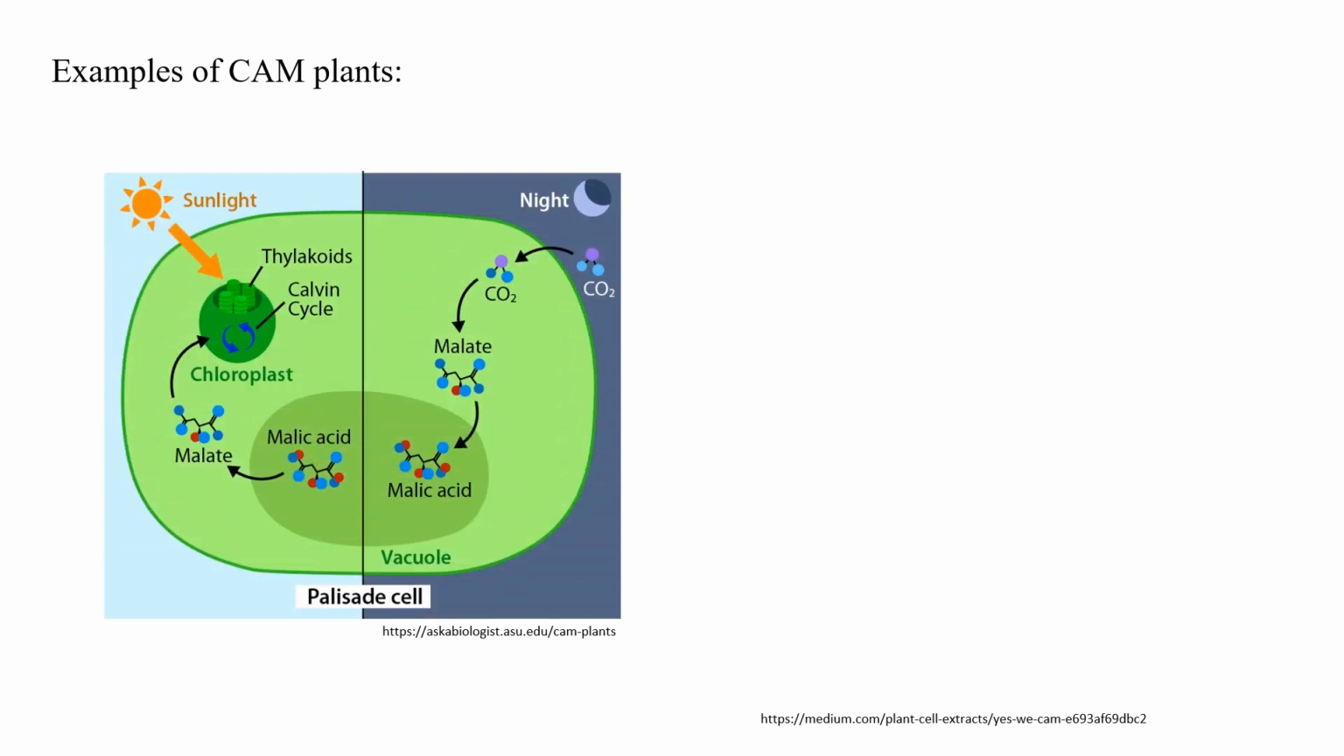The next question asks for examples of CAM plants. CAM metabolism, that is crassulacean acid metabolism, is common in plants that live in hot and dry environments where water is difficult to gain and conserve. During the night, CO2 is fixed into malate, which is stored as malic acid in the vacuole. During the day, when sunlight is present, this malate enters the chloroplast, where it enters the Calvin cycle.